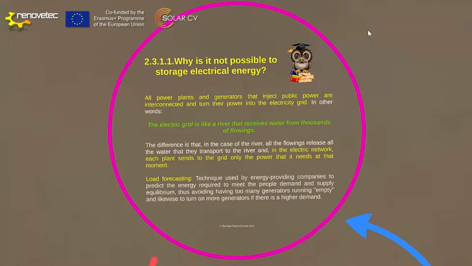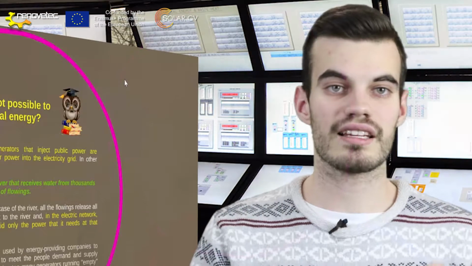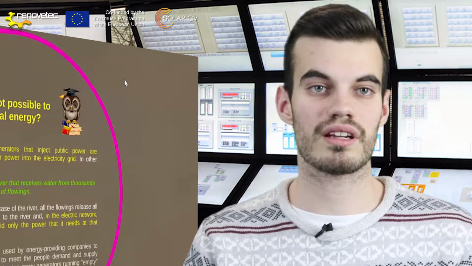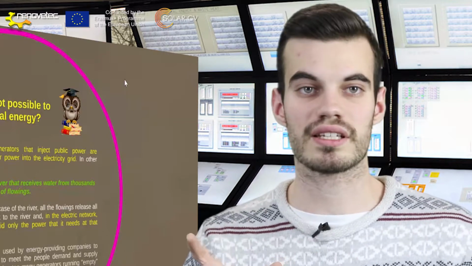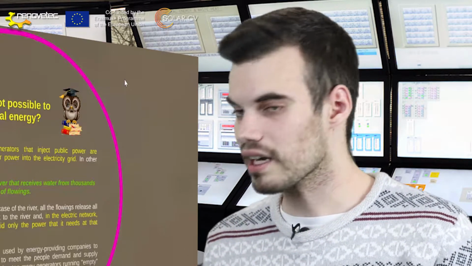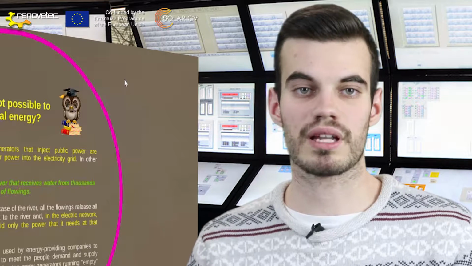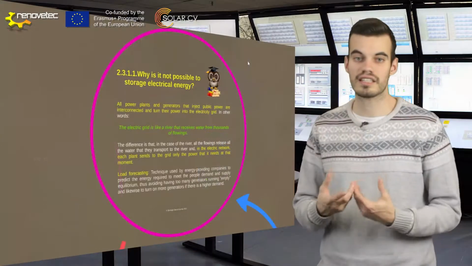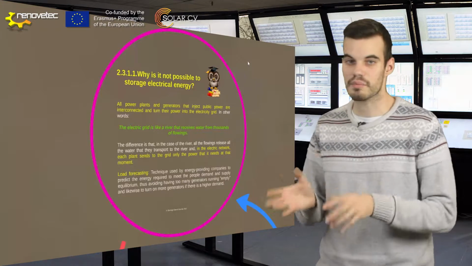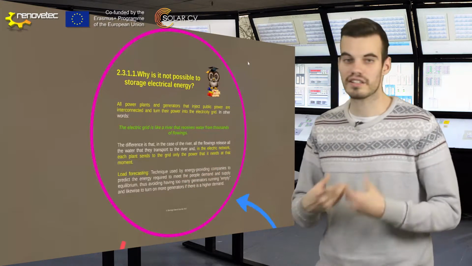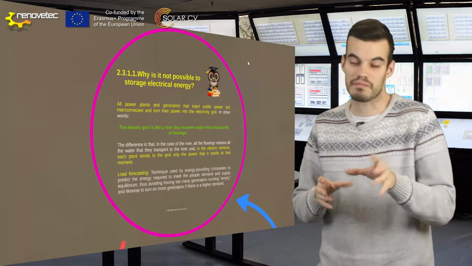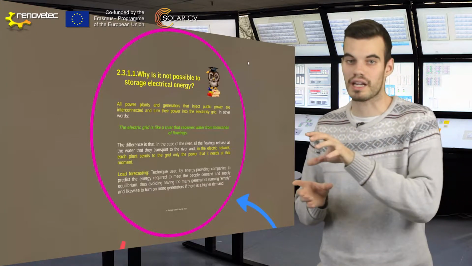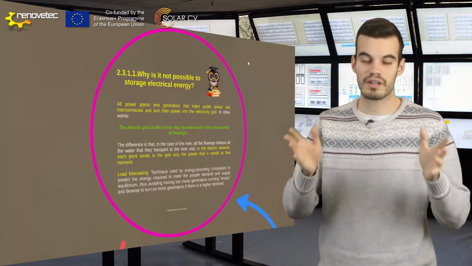It's very important to understand that batteries don't store electrical energy, but they store chemical energy, and they convert this chemical energy into electrical energy. Finally, we need to elaborate a load forecast. This is a technique used by energy providing companies to predict the energy required by the population and the energy produced by the solar thermal power plant, because both must match.